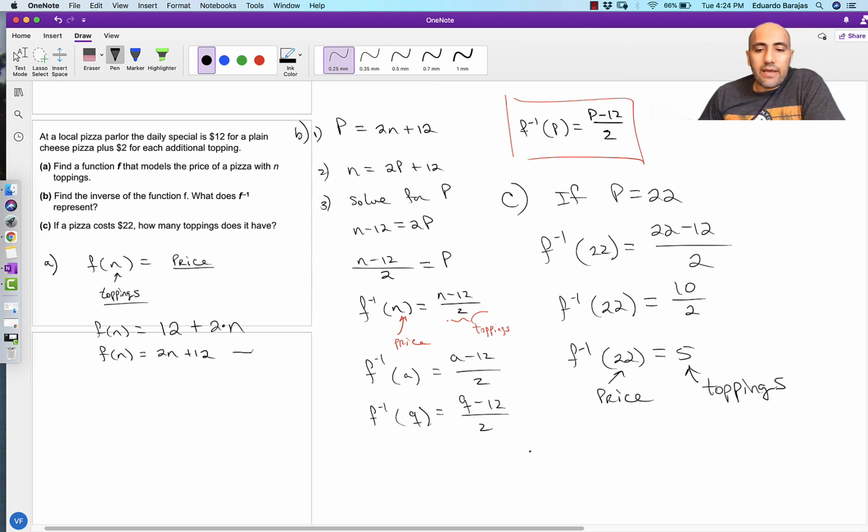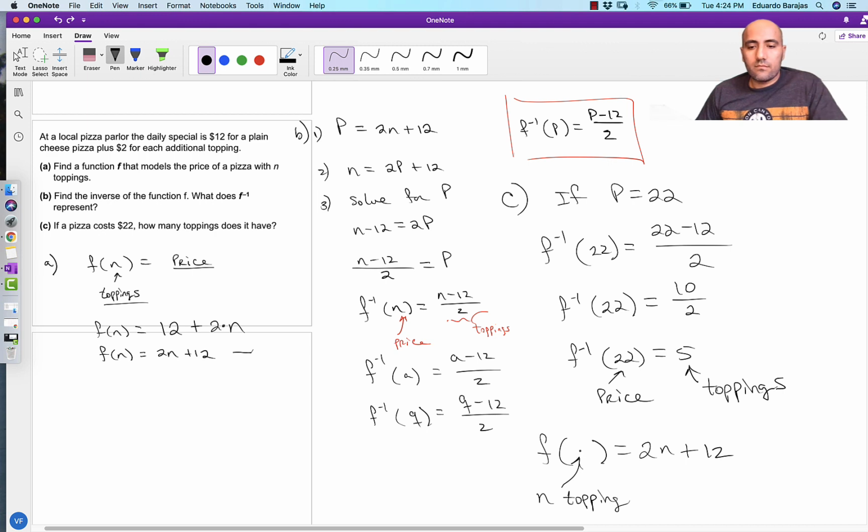Right? And we can just confirm that by going back to the original function where you plug in the toppings, n toppings. And we know that the equation is just going to be 2 times n plus 12. So f of n equals 2n plus 12. So if we plug in 5 into here, f of 5, it's going to be equal to 2 times 5 plus 12, which means f of 5 equals 22. So it's back to this guy.